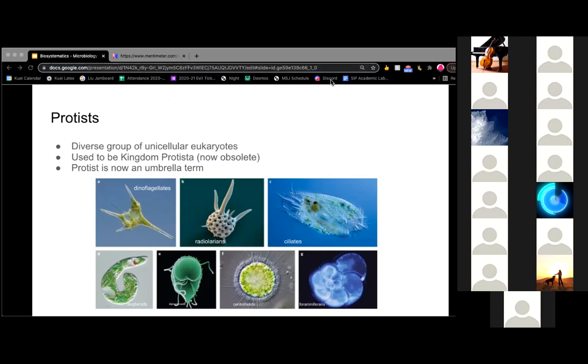So right here, you can see some of the examples of common protists, which include dinoflagellates, radiolarians, ciliates, euglenids, diplomonads, centrohelids, and foraminiferans. Many of these protists are aquatic and are found in environments like the ocean or lakes and rivers.